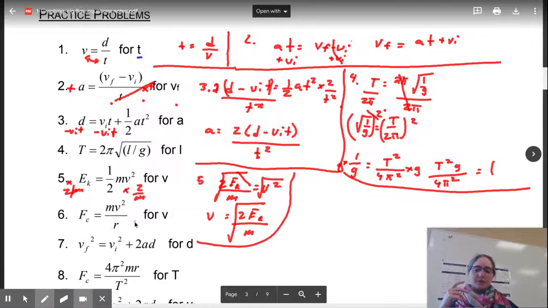Now, for number 6, we're going to solve for v. Okay? So if Fc is going to equal mv squared over r, well, I am going to multiply both sides by r over v. Okay? So no, not r over v.